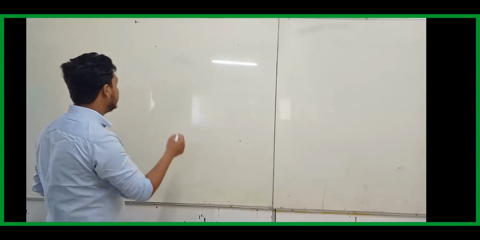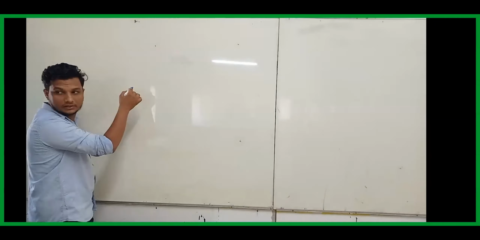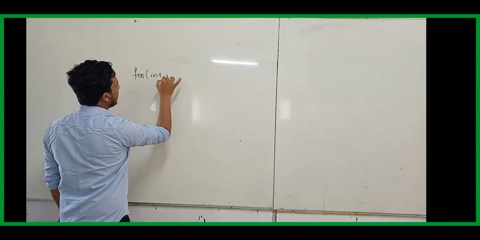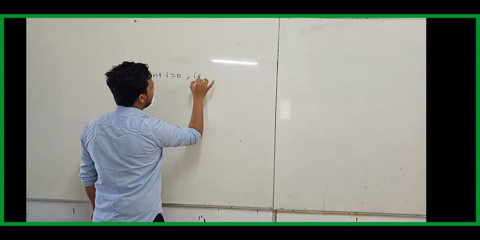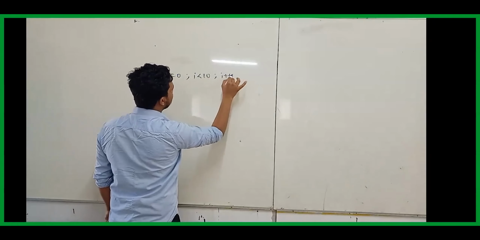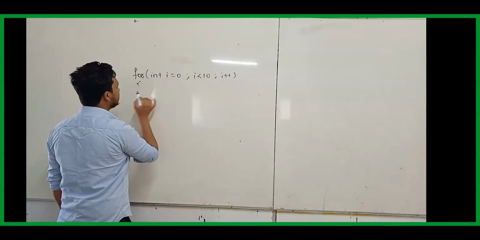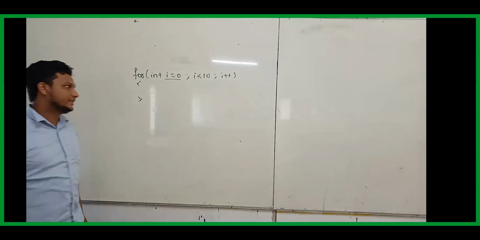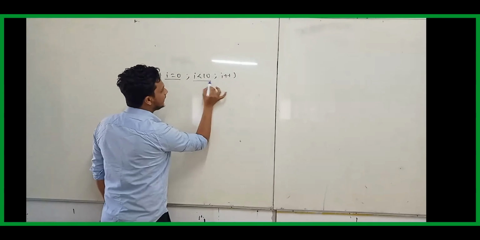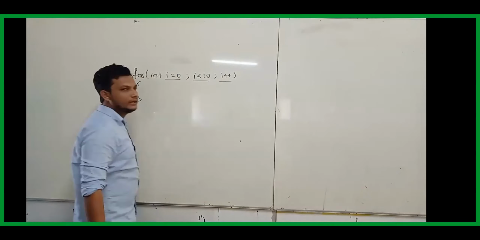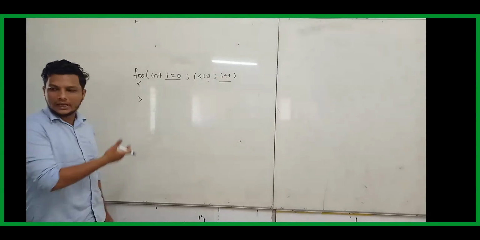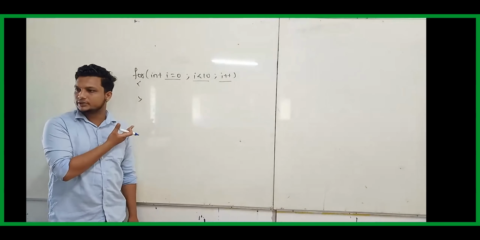A few more things. Just tell me the syntax of the for loop, guys. What we have seen: for (i = 0; i < 10; i++). This is what we saw in the previous class, where i = 0 is the initialization, here is the condition, and here the incrementation or decrementation is going to come. And I guess we have seen some programs also in this.